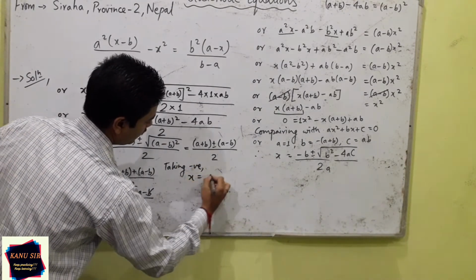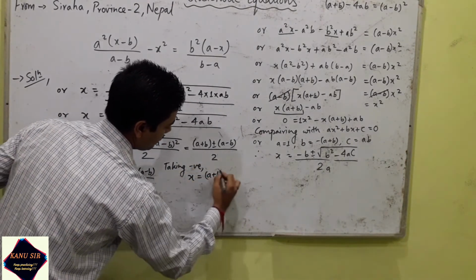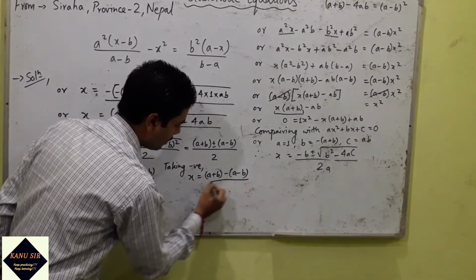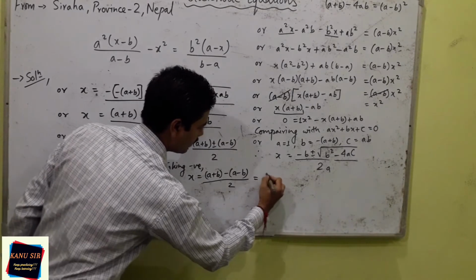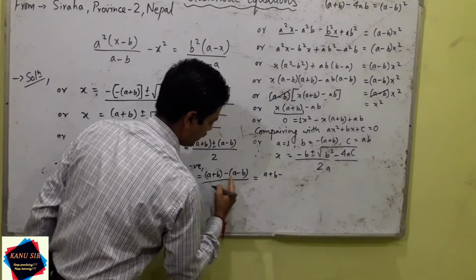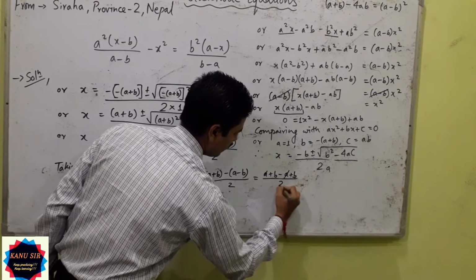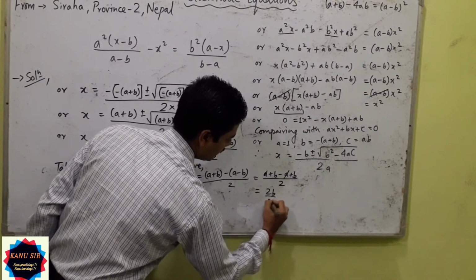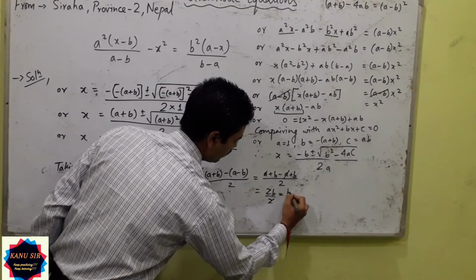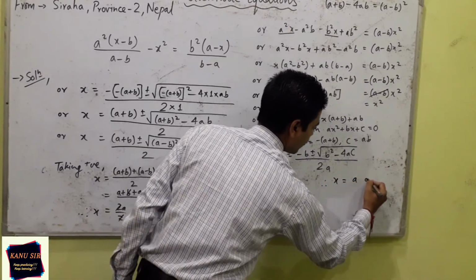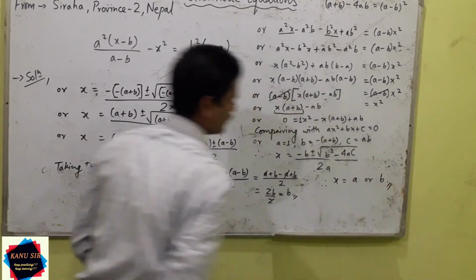And again you can do taking negative, you will find here (a plus b) minus (a minus b), then divided by 2, you can write here a plus b minus a plus b. This way you can cancel a now, and you will be getting 2b divided by 2, which is equal to b. Finally the value of x you will find either a or b.